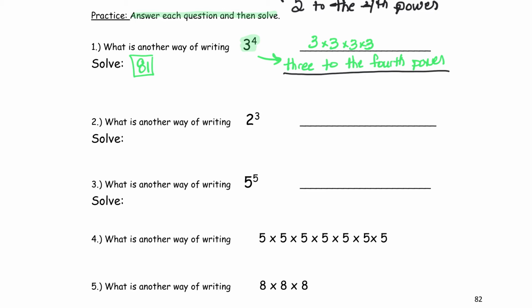Number 2, what is another way of writing this here? How would we write that one? We could say for that one, 2 to the 3rd power, 2 times 2 times 2, or 2 to the 3rd power, or even 2 to the power of 3. And when we solve it, they're asking us to multiply 2 times 2 times 2. So our final answer is 8.